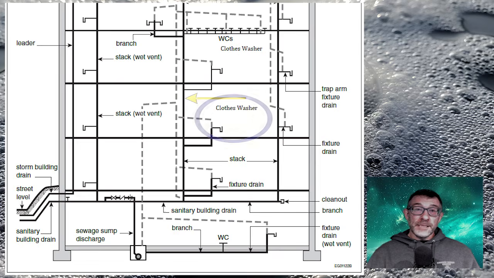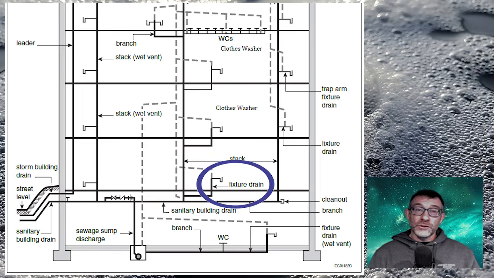Now we come down to the next story and there's another clothes washer. Now at this point we need to start concerning ourselves with the laundry sud zone as we get near the base of the stack, where we see a fixture drain, which we're going to say is a kitchen sink, joining in right near the base of the stack. The question is, am I allowed to do this? The answer is, no, I am not.